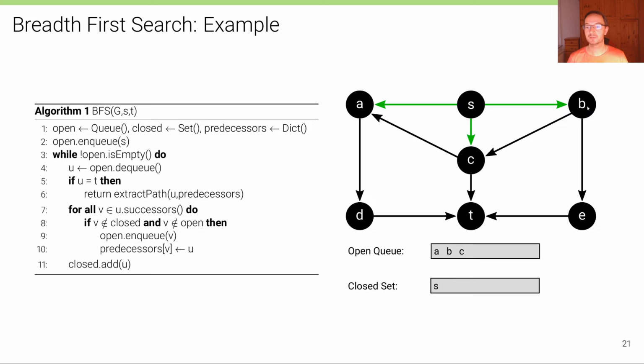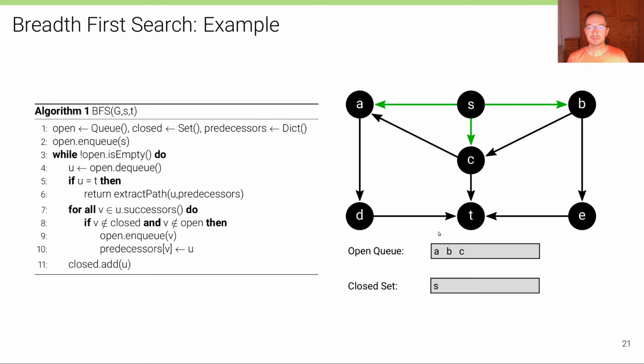And similarly, for B, we're going to look at its successor, E. We're going to add it to the open queue, and we say that B is the predecessor of E. So this dictionary is not illustrated here. This is just something you have to keep in your head. This is basically just for backtracking later. And then we're going to close B. And similarly for C, we're going to add T, and we're going to close C.